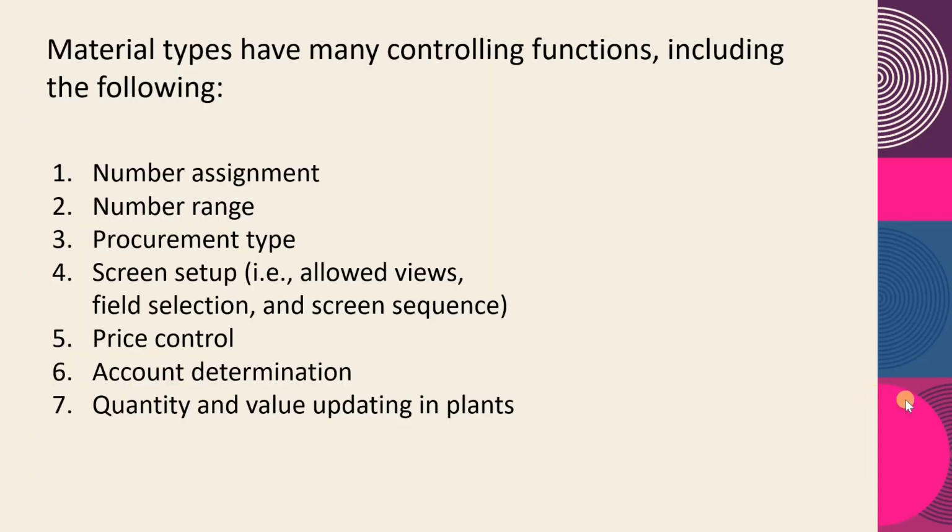Next, you have different material types. You may have raw material, semi-finished, finished, trading goods, etc. These material types have controlling functions, and they include the influences these material types will make. One is number assignment. Like we need to trace or identify the material, so we have to give number assignments. Similar to the vendor number range, it will have an external number range and an internal number range. Then it has procurement type, which type of procurement you want to go for.